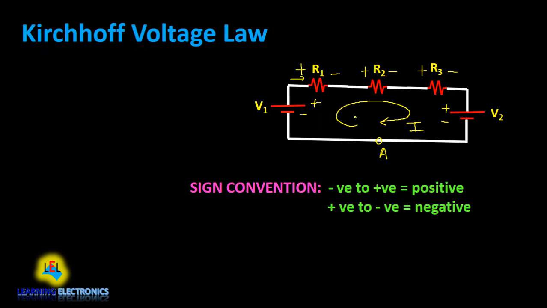Now we apply the KVL in this loop after assuming the polarity for resistances. When we start from A, we move from this negative terminal to positive terminal of V1.